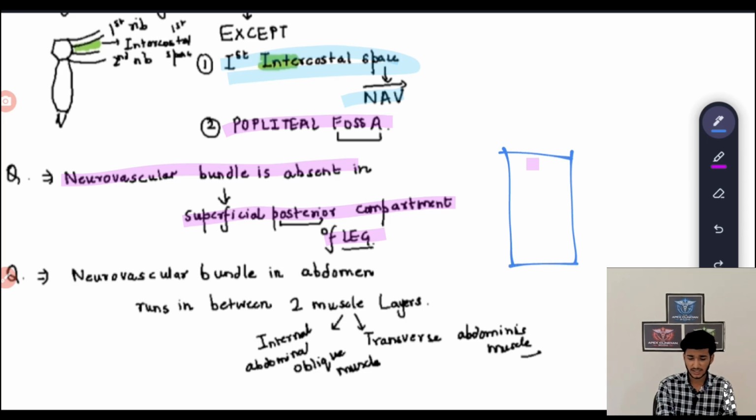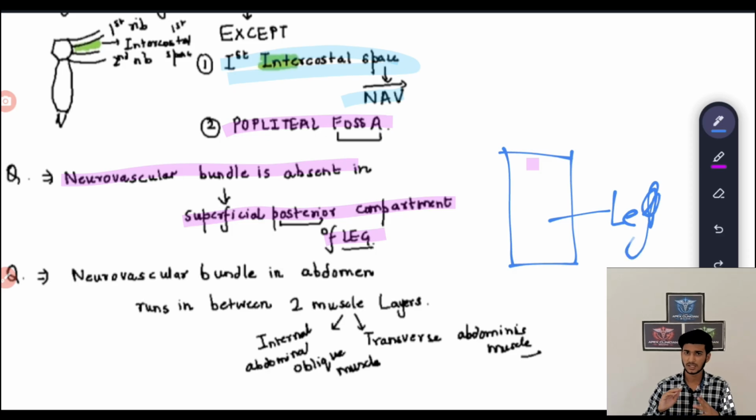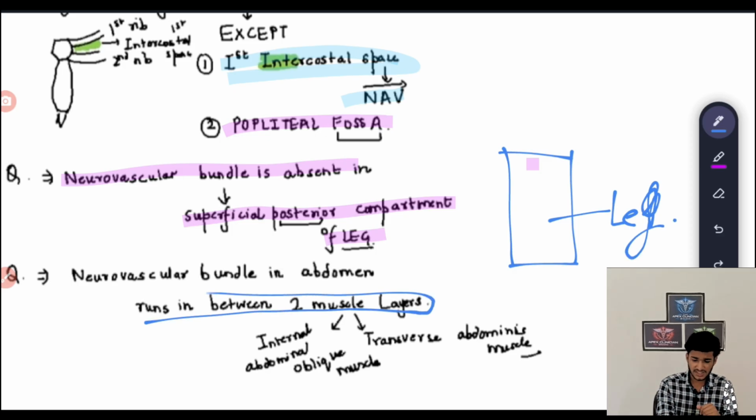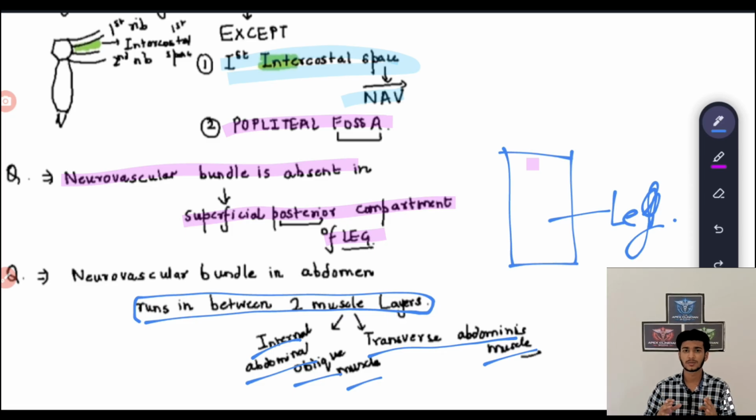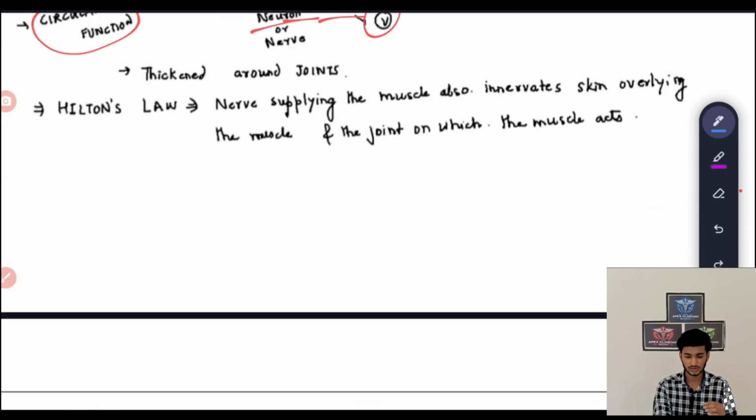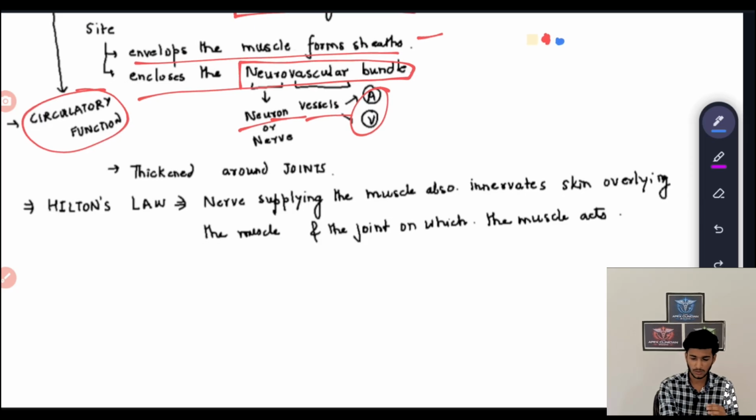And the neurovascular bundle in the abdominal region basically runs between two layers, that is the internal abdominal oblique muscles and the transverse abdominal muscles. Don't get scared by listening to all these words and names. You will be learning this further when you start the chapter on the abdomen. Don't be scared. And one part I forgot to tell you, the Hilton's law.